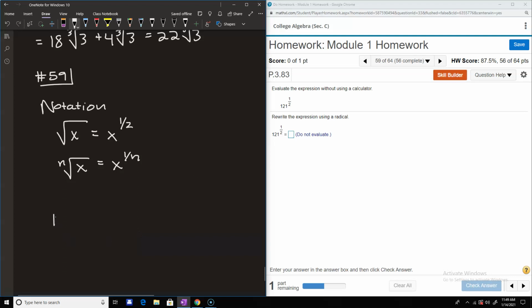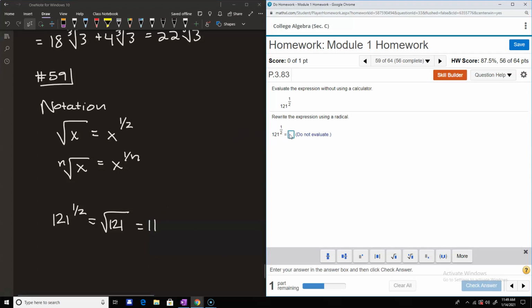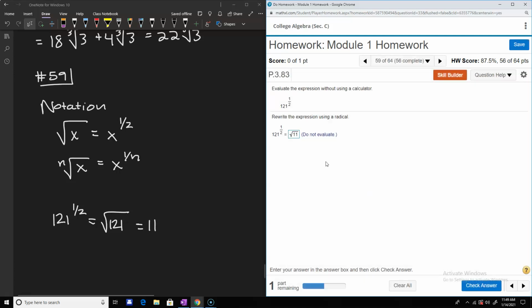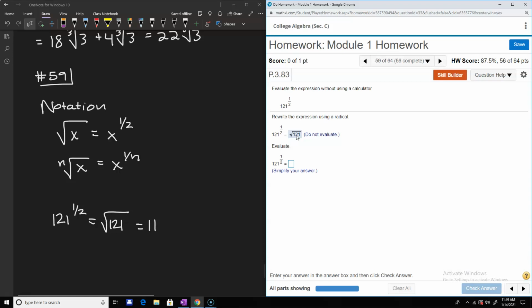So here we've got 121 to the 1/2. Well, we know that's just the same as the square root of 121. And the square root of 121 we saw was 11. Oh, they say do not evaluate, so that means we have to start by leaving it as a square root, and then maybe they'll ask us to evaluate. What? Oh, I wrote 11, not 121. Okay, now evaluate, so we know that's 11.